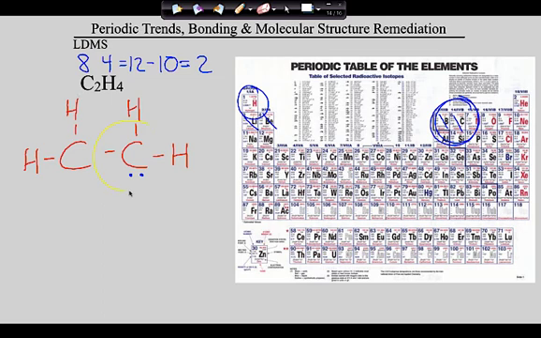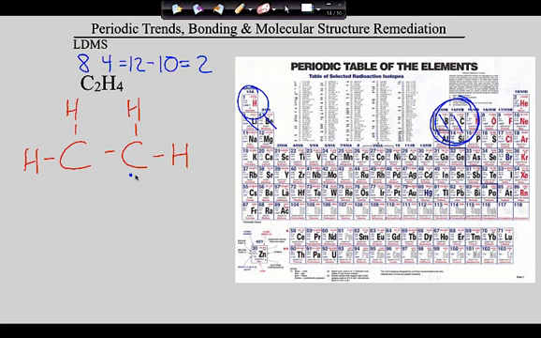And if we look at the carbon on the right, we see that that carbon has got 4 sets of 2 electrons, and it is happy. But if we look at the carbon on the left, we notice that it's only got 6. So now we need to give the carbon on the left more electrons.